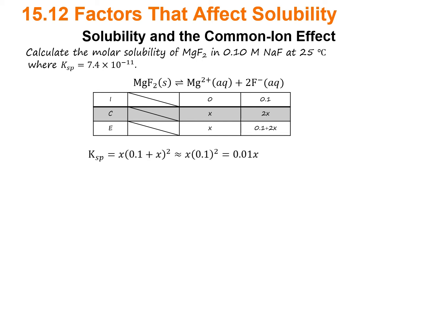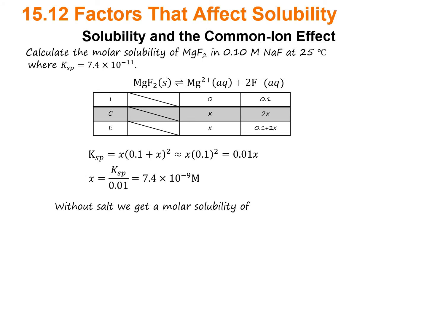If we go ahead and solve this, again, we can make our approximation. Remember, the approximation worked well before we started adding common ions, and common ions serve to suppress the dissociation in this particular problem. So we should expect X to be even smaller and our approximation to be spot on. We plug that in, and we end up with X times the quantity 0.1 squared, so 0.01 X equals KSP. Rearranging, we end up with an X value of 7.4 times 10 to the minus 9 molar.